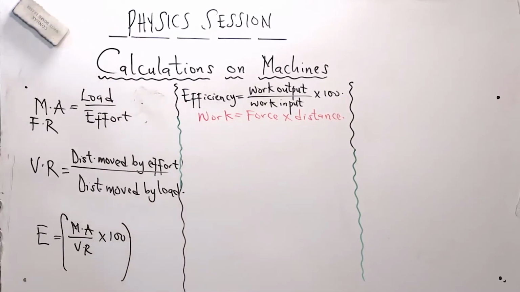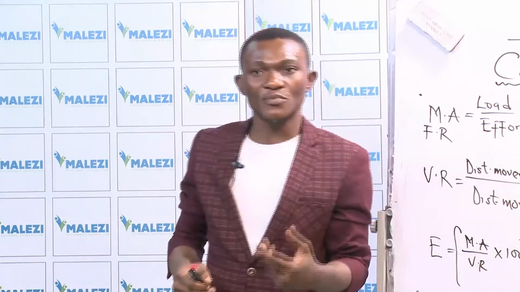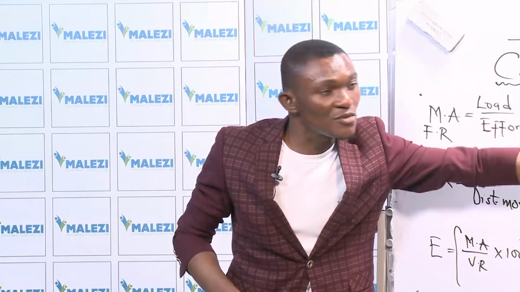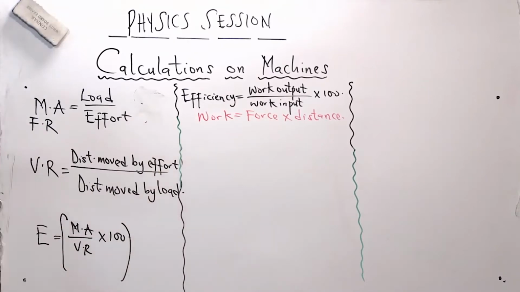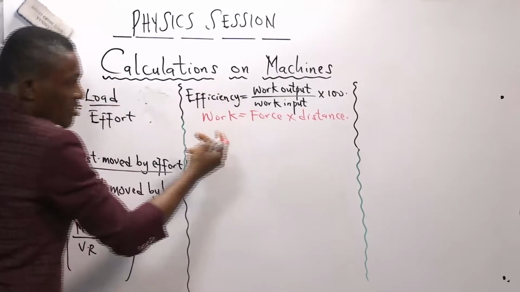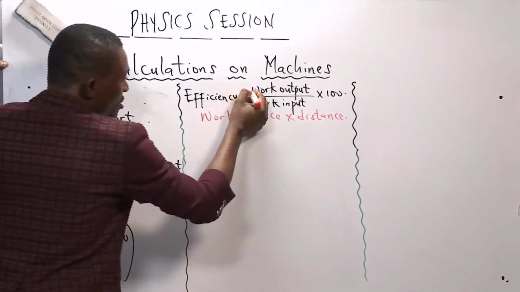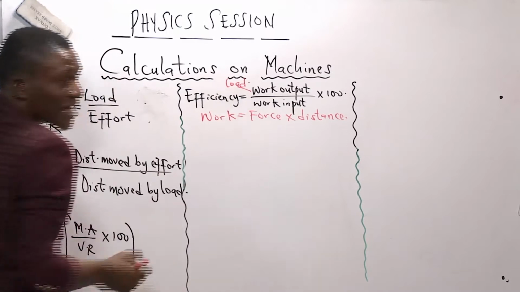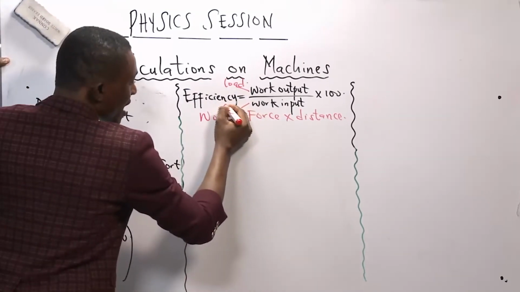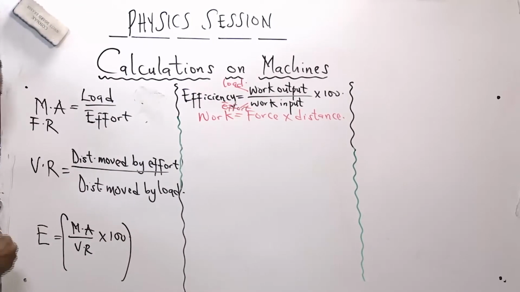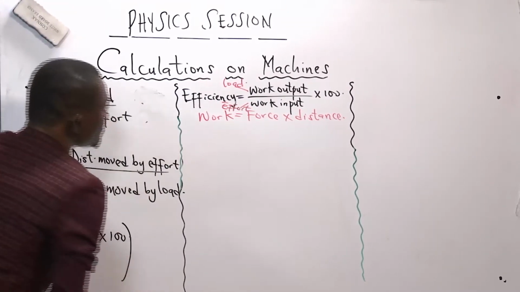So when we talk with respect to work output, we are talking with respect to what? To load. So the work output will be the product of the load times the distance moved by load, and then the work input will be the product of the effort times the distance moved by effort. So when you think work output, what you think is load, and when you think work input, what you think is effort. So this applies to load, and this one here applies to effort. So that we can have our formula to look something like this.